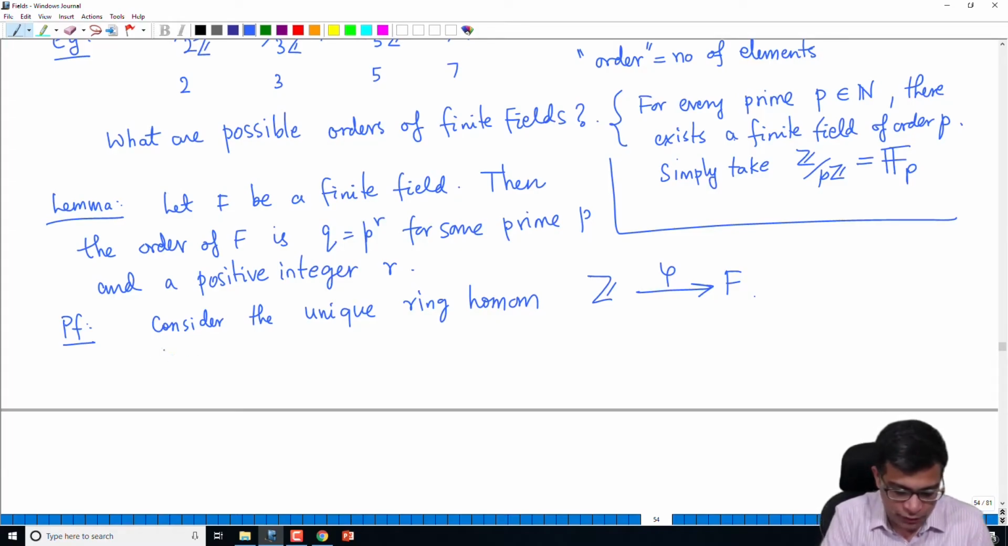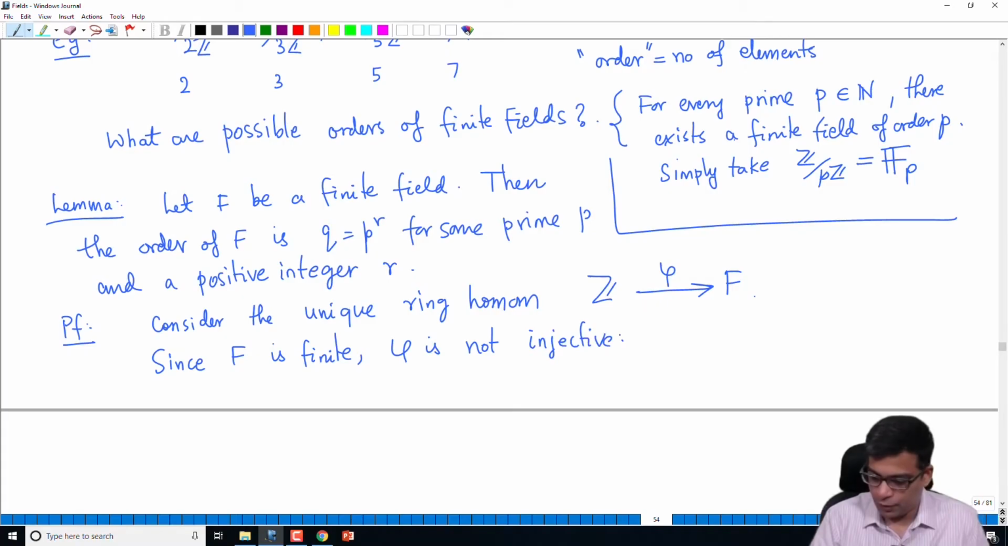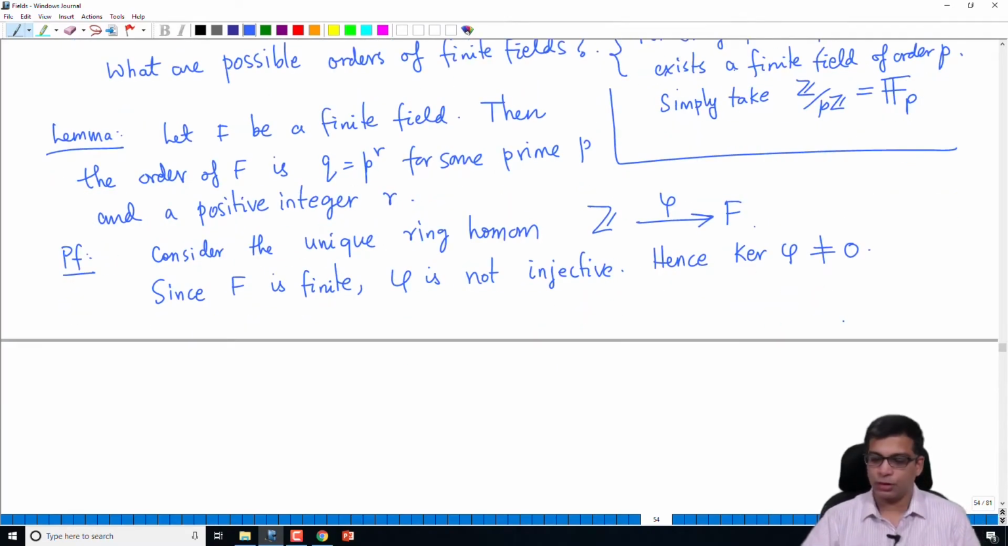So immediately we observe that phi cannot be injective. Since F is finite, phi is not injective. Why not? If phi is injective, Z sits inside F, right? That is the language we use. But Z is infinite, so then F would also be infinite. So if F is finite, phi cannot be injective. Hence, kernel of phi is not 0, right? Not injective means kernel is non-zero.